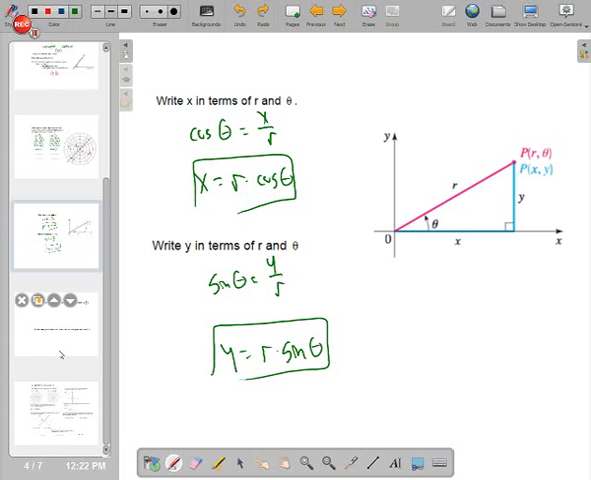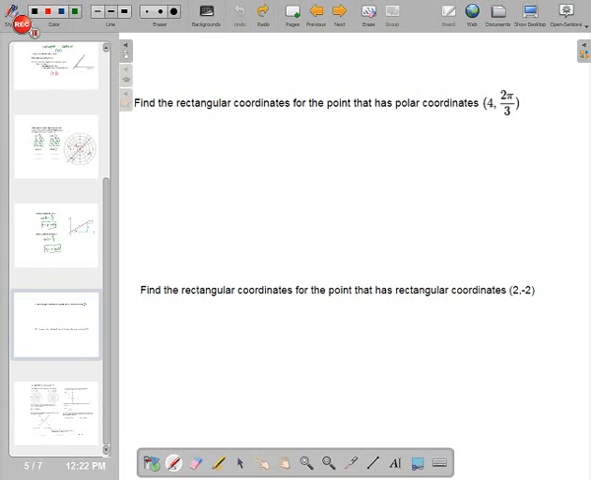Let's actually just do some where we don't really need those formulas. So here it says find the rectangular coordinates for the point that has polar coordinates. Okay, so polar, we have to think first about where this would be. So 4, 2 pi over 3. The radius is 4, and 2 pi over 3 is up here. So 2 pi over 3 is the angle, and the radius is 4. So that's telling you the hypotenuse.